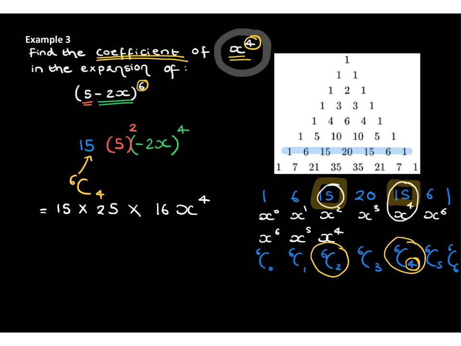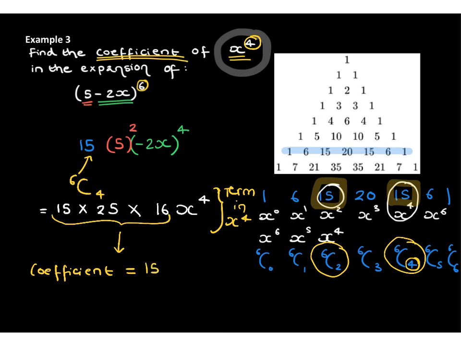But remember, the original question asked for the coefficient, not for the term. So at the moment, this is the term in x to the 4. What we want is the coefficient, so we want the product of those three values here. It's an easy way to lose a mark in an exam if you're not careful or if you don't understand the difference between the two pieces of vocabulary. So the coefficient is 15 multiplied by 25 multiplied by 16, which is equal to 6,000.